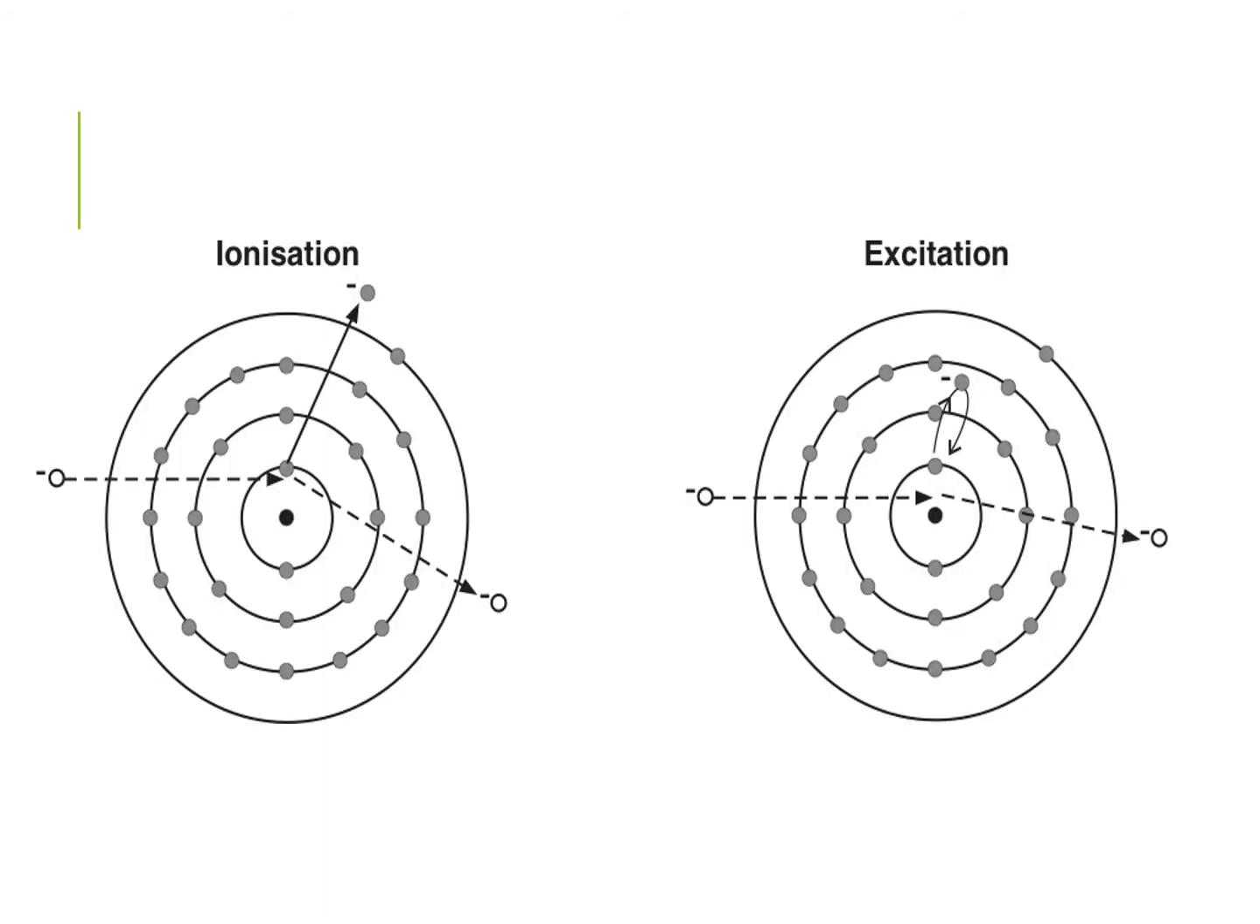So here we have the pictures of ionization and excitation. In the ionization picture, you can see this is the X-ray photon. It will interact with one of the electrons in the orbit and has the ability to eject it out of its orbit. That is called the property of ionization.